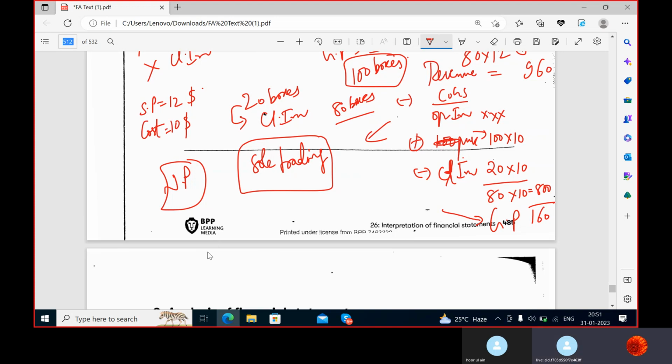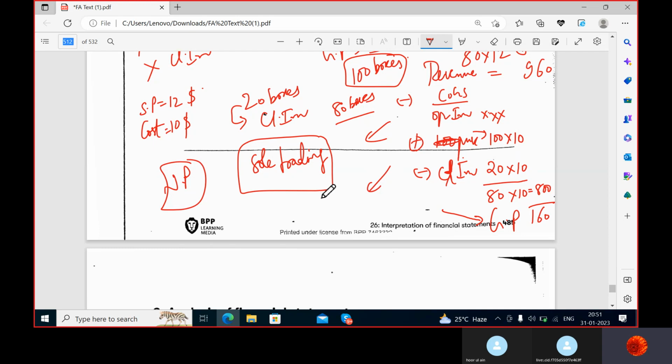Do you think this is the final profit? No, this is not the final profit. This is not the final profit because now there are certain more expenses which we need to deduct. See, till here we have only considered the prime activity of this trading concern. The prime activity is trading, that is buying and selling.